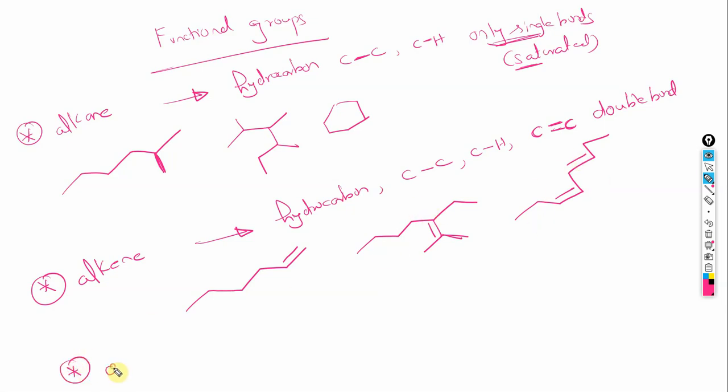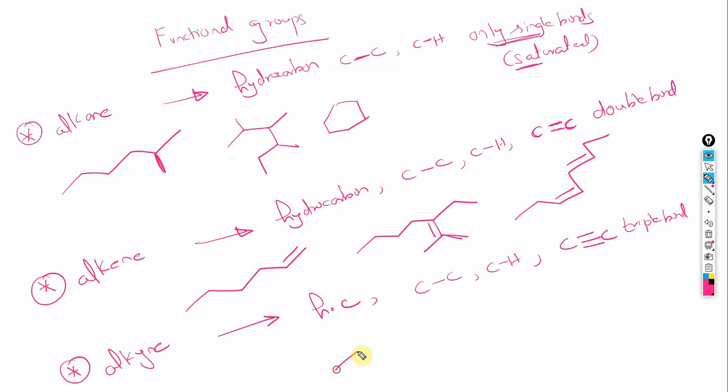The next functional group is going to be alkyne. So alkyne is also a hydrocarbon. It might have carbon-carbon single bonds. It obviously can also have carbon-hydrogen bonds, but as long as they have at least one carbon-carbon triple bond, you call that an alkyne. So an example would be that, that would be an alkyne. That would be an alkyne.